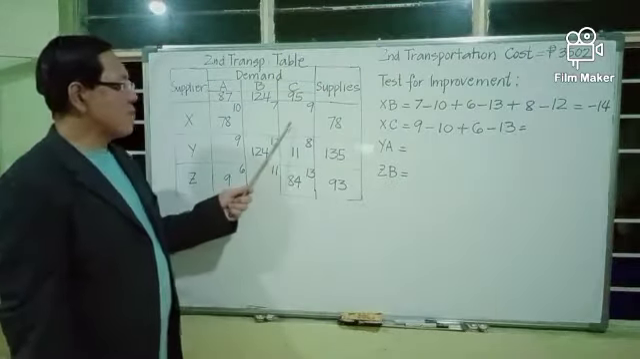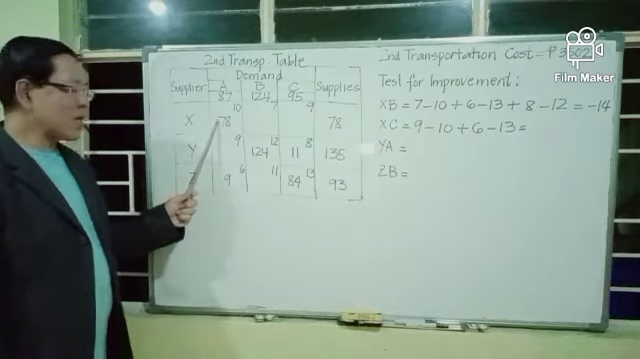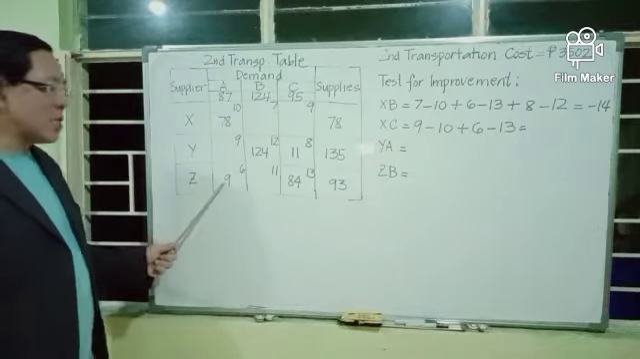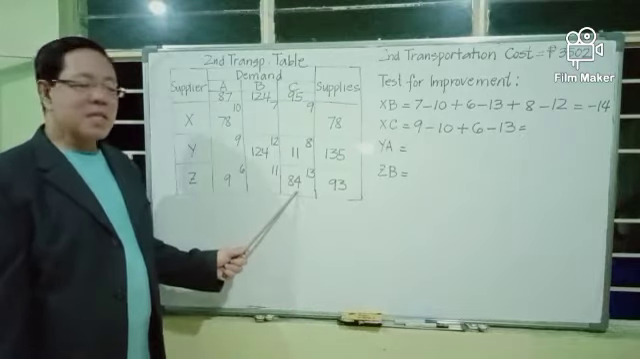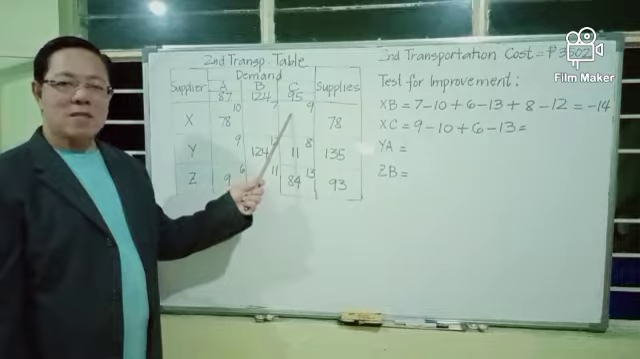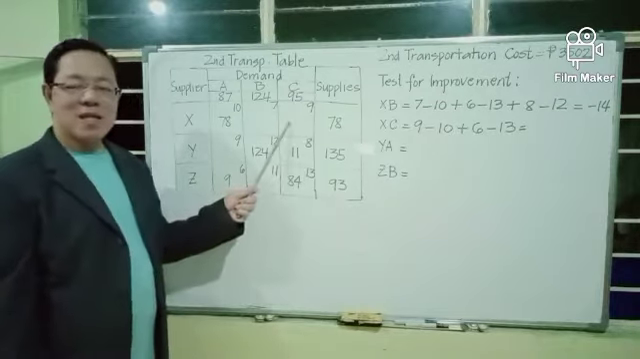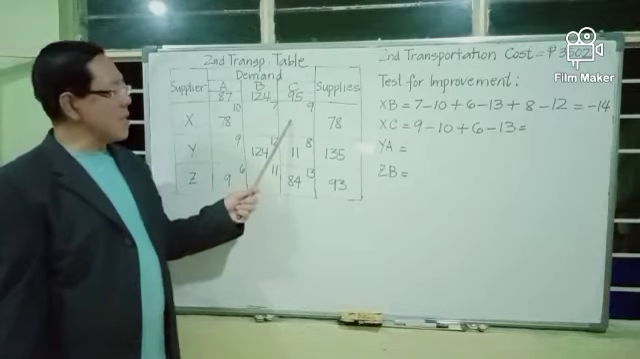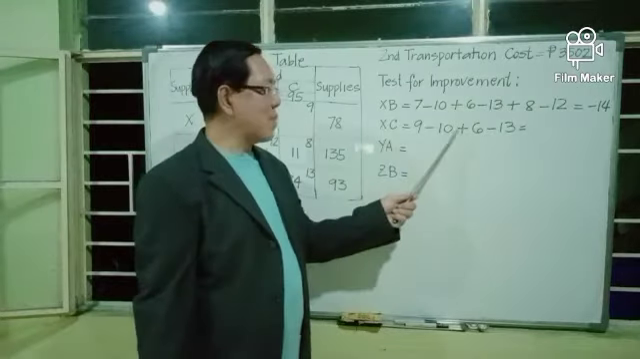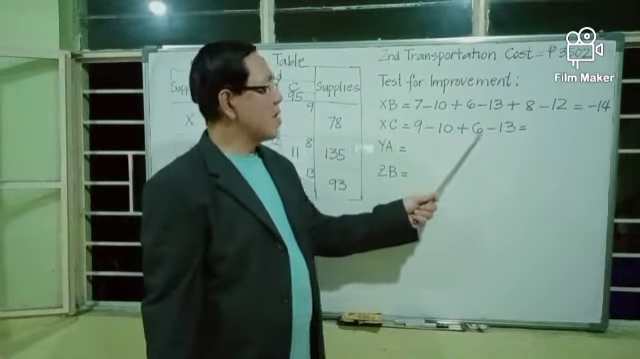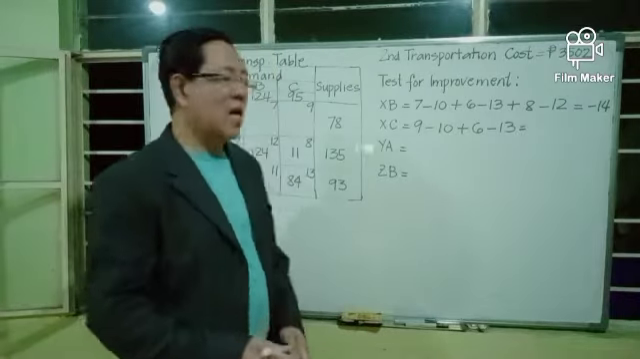Again, the closed path for the vacant cell XC: horizontal to the left, vertically downward to 9, horizontally to the right, we skip this vacant cell, and vertically upward back to XC. We skip this occupied cell. Now we calculate the net cell cost for the vacant cell XC. We have 9 minus 10 is minus 1, plus 6 is 5. 5 minus 13 is negative 8.